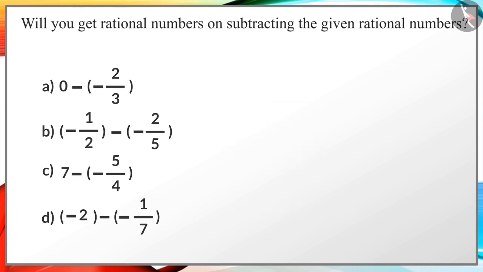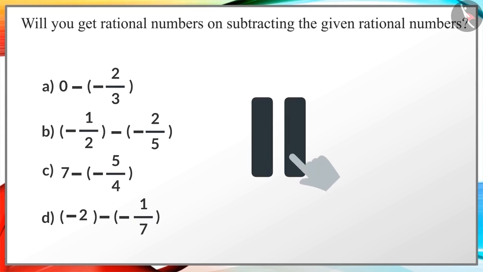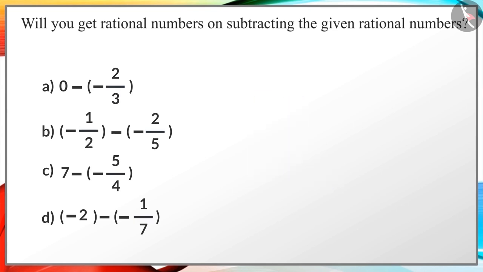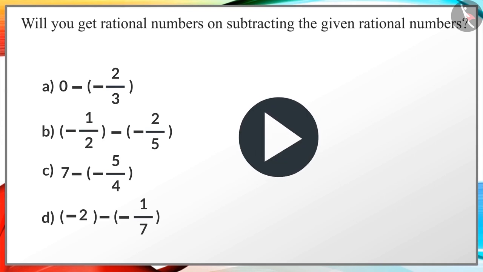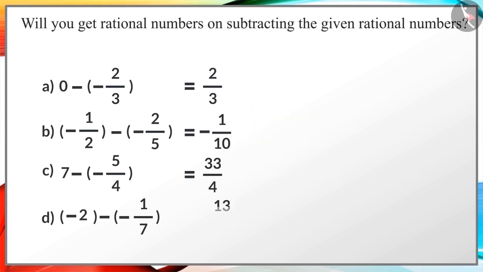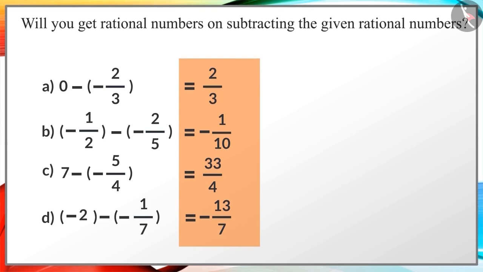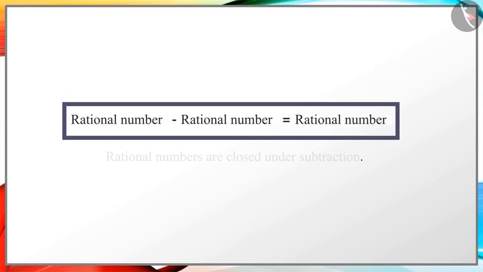Children, now look at these numbers. Did you get rational numbers as the result? You too should solve this question. Children, you must have obtained a rational number by subtracting these numbers. Because rational numbers are closed under subtraction. You can also do this for other rational numbers.